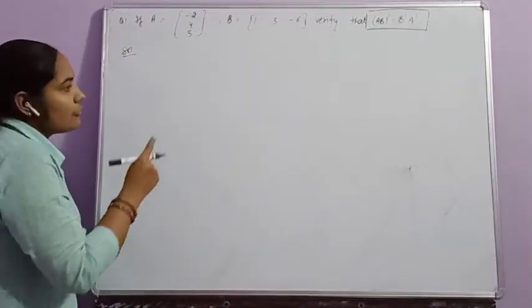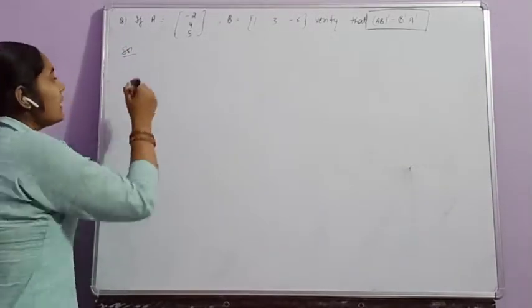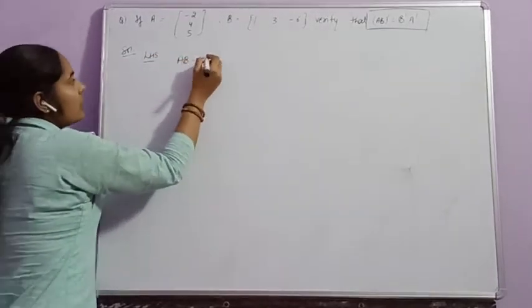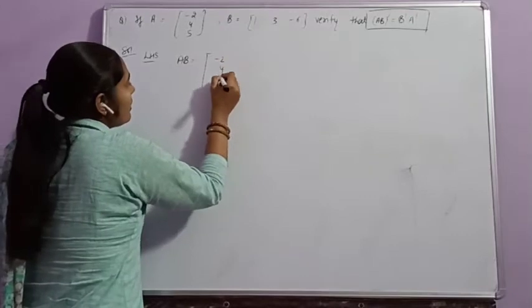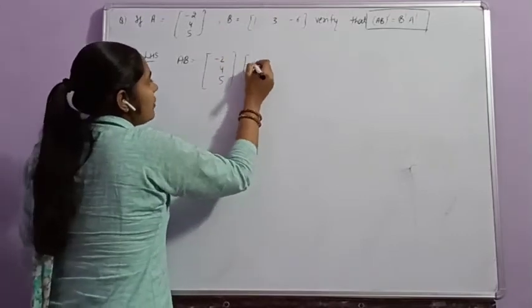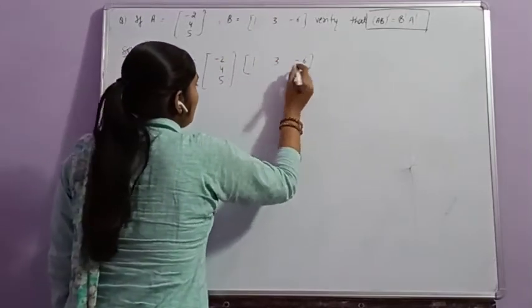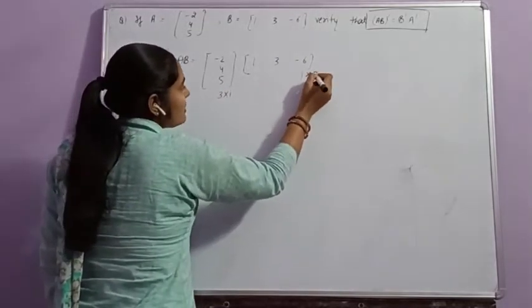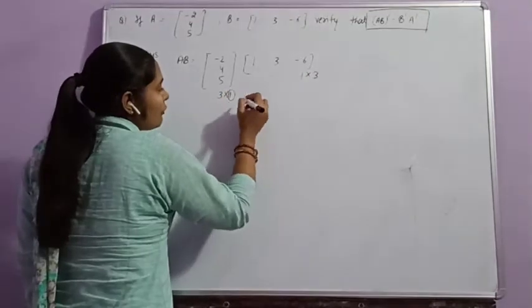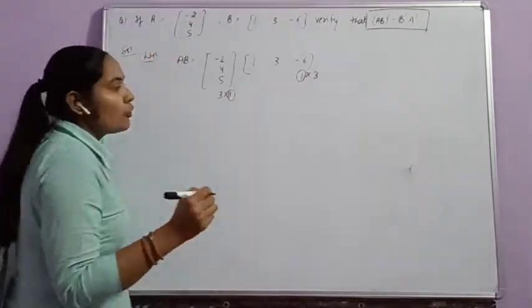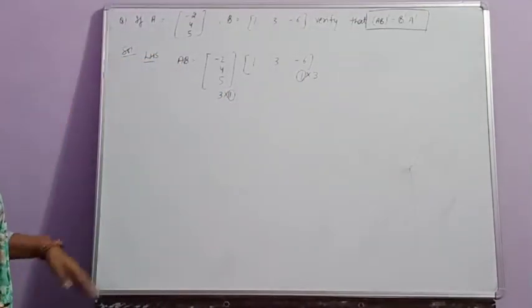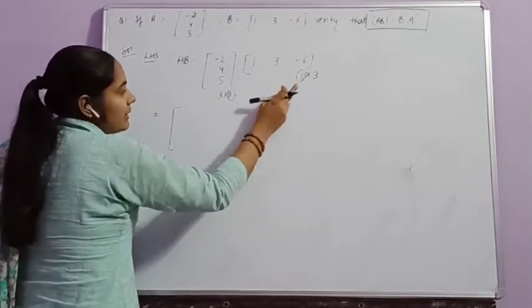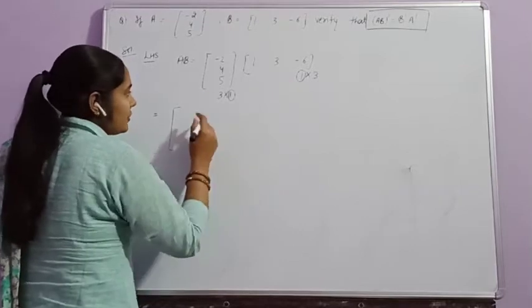On the left hand side, firstly we have to find out AB. A is [-2, 4, 5] and B matrix is [1, 3, -6]. Order of A matrix is 3 into 1. Order of B is 1 into 3. The number of columns of the first matrix and the number of rows of the second matrix is the same, so their multiplication is possible and the resultant matrix will be of order 3 cross 3.